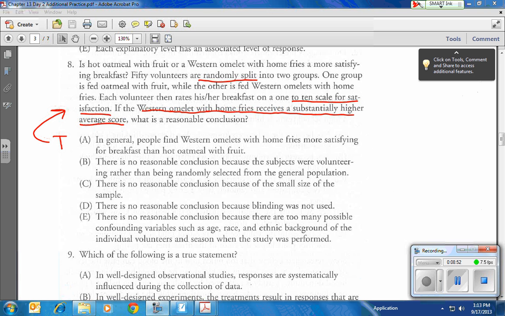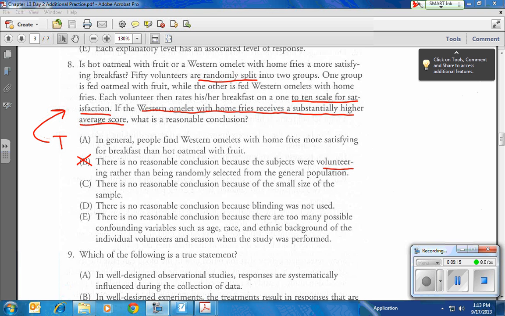And so theoretically, the only difference between group A and group B is what treatment they're receiving. I've randomly assigned them. Does that make sense? So theoretically, the only difference between group A and group B is what they're receiving for breakfast. So it's still fine that they are volunteers because they're being randomly separated into 2 groups. So this is not the problem.